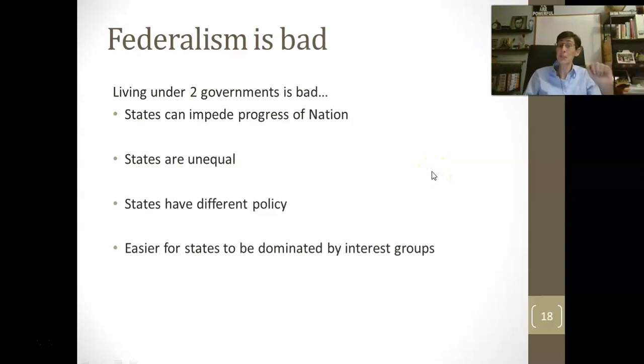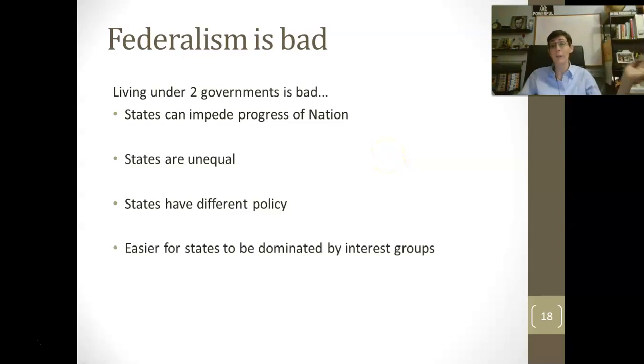But no system is perfect. There are reasons why federalism can be considered bad, right? States can actually stop the progress of the nation, right? States can put up a stink, make a fuss, and stop progress that should be happening at the federal level. States are unequal, right? And different states with different policies can create confusion among folks.